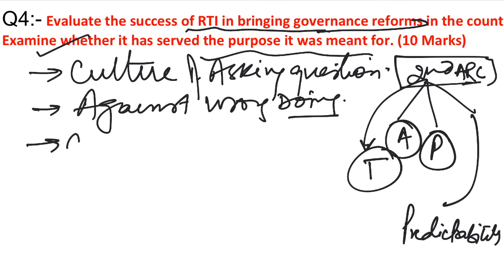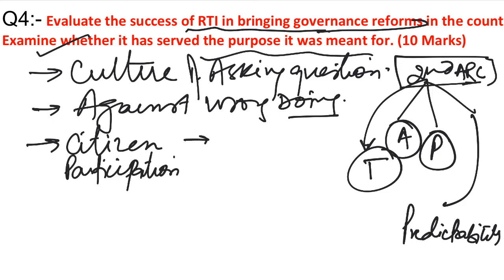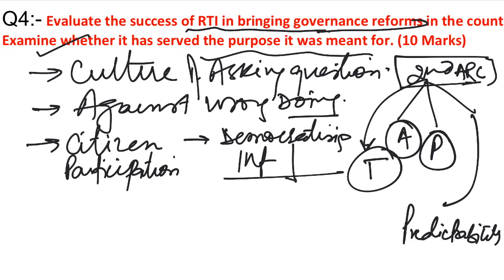Then you can talk about what we have achieved through the RTI. You can say RTI helped in citizen participation, first of all. Second, it has helped in democratizing information. And democratizing information is very important in the age of Digital India and data-led governance.